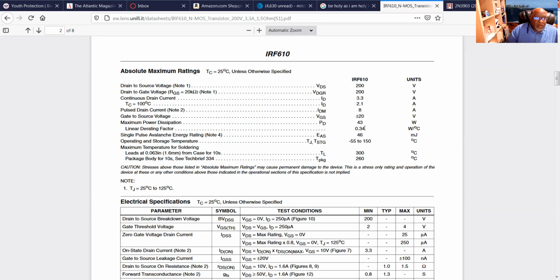And look here, the maximum power dissipation here is 43 watts, as opposed to, what was it for the NPN? The 3904, I think, was like 625 milliwatts, or basically a little more than a half of a watt. This can handle about 80 times that as far as power dissipation.